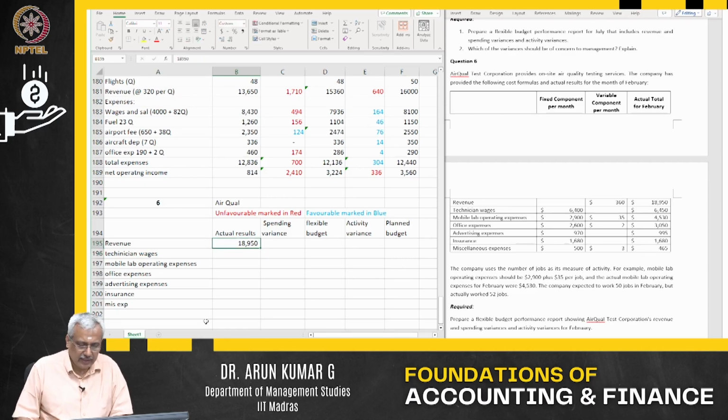I will also enter all these expenses right away. For actuals, 18,950, 6,450. Mobile lab is 4,530. I have not looked at the fixed and variable because I am entering only the actuals here. And office expenditure is 3,050. Advertising is 995, insurance is 1,680, and then 465 is miscellaneous expenditure. I've done this.